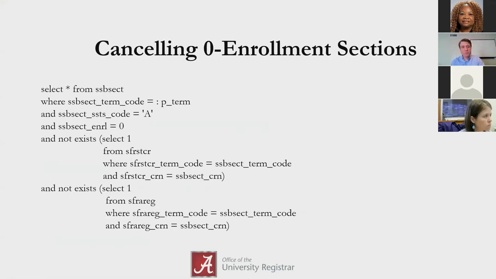Here's just a quick view of the code that we use for this job. It is basically looking for any active section from the prior term where there was no enrollment and there were no entries in the audit table.